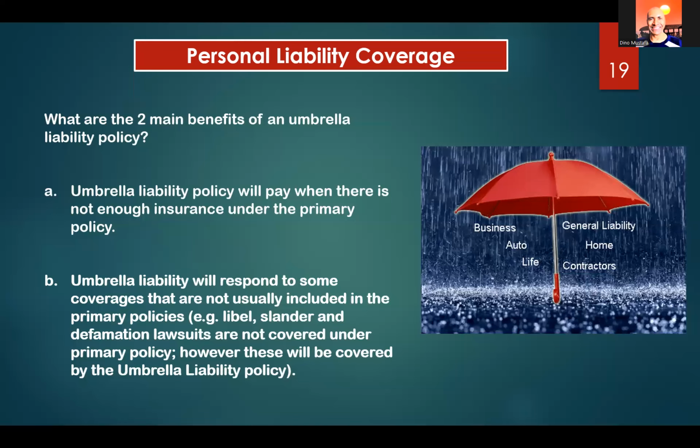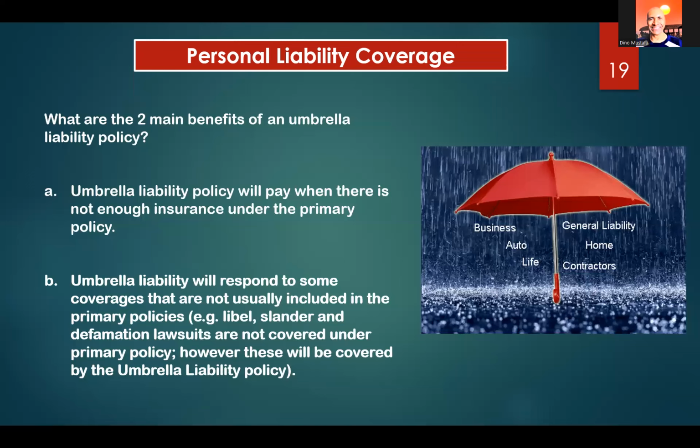Anyway, the umbrella will not be available if you're a politician or a writer or author and things like that. So umbrella liability will respond to some coverages that are not usually included in the primary policy. Your primary policy doesn't include certain coverages. A good example could be libel, slander, and defamation. So libel means you wrote something bad about somebody and they're suing you now. Slander, you said something very bad about somebody, defaming their name, okay, so they can sue you. And defamation, of course, is either you said or wrote something that defames the person. So for those lawsuits, there's no coverage under your personal liability policy. But if you have umbrella, yes, they cover those.